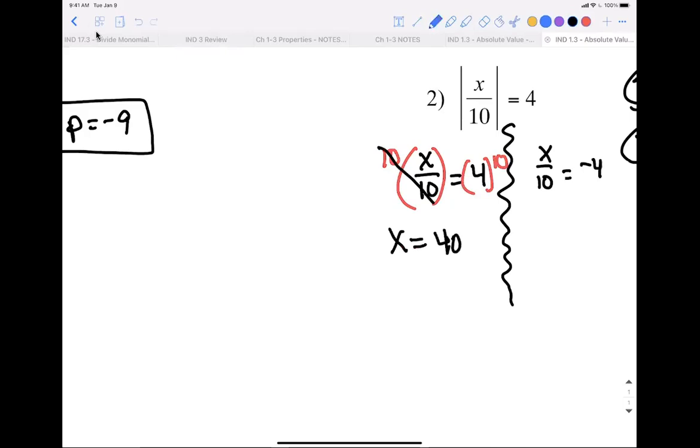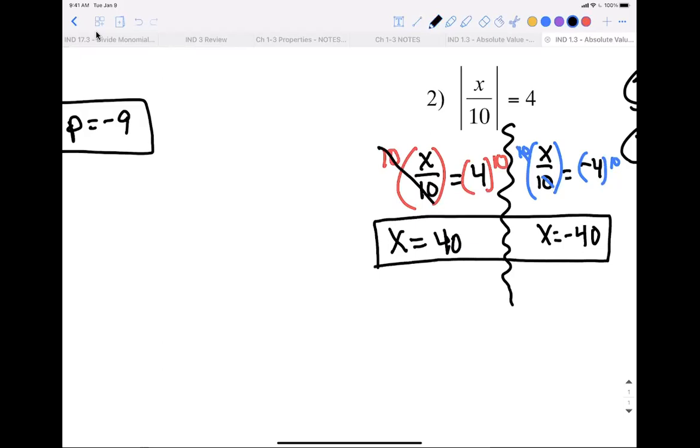On the other side, I also have my x tied up with the 10. So I'm going to multiply by 10 and multiply by 10. And I'm going to get x equals negative 40. Now your answer is not always going to be just negative and positive of the same number, and you'll see in the next example why that changes. But for this problem anyway, your answer is x equals 40 and x equals negative 40. Okay.